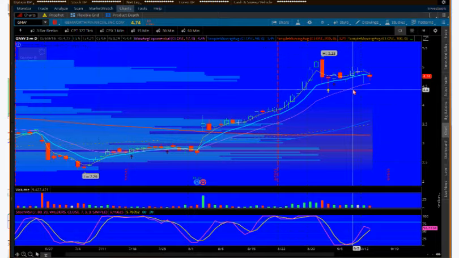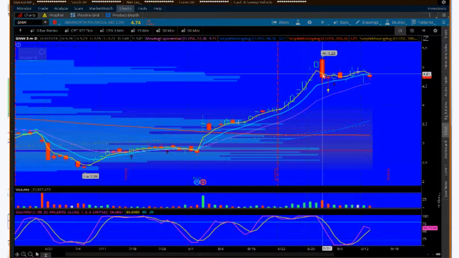Put the 20 simple up, it's kind of the same, but if you get big movements, like in here, it won't really reflect that much. Yeah, it's a little faster.